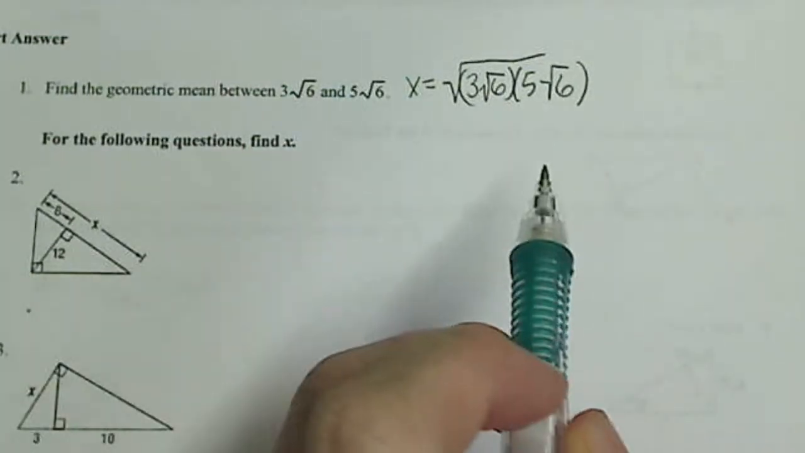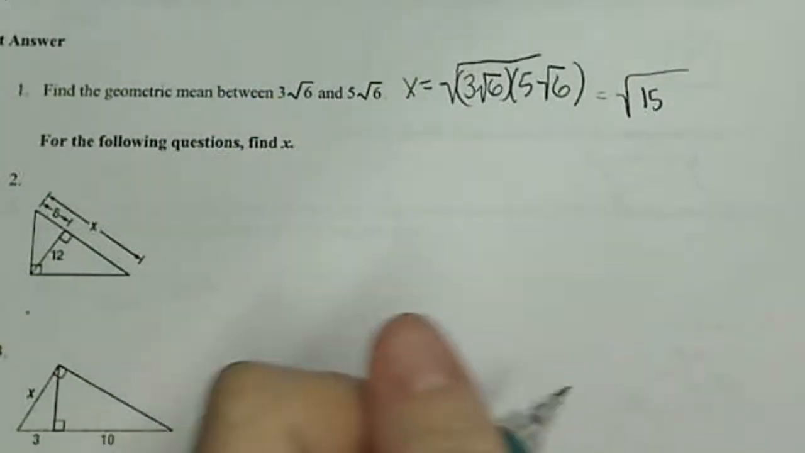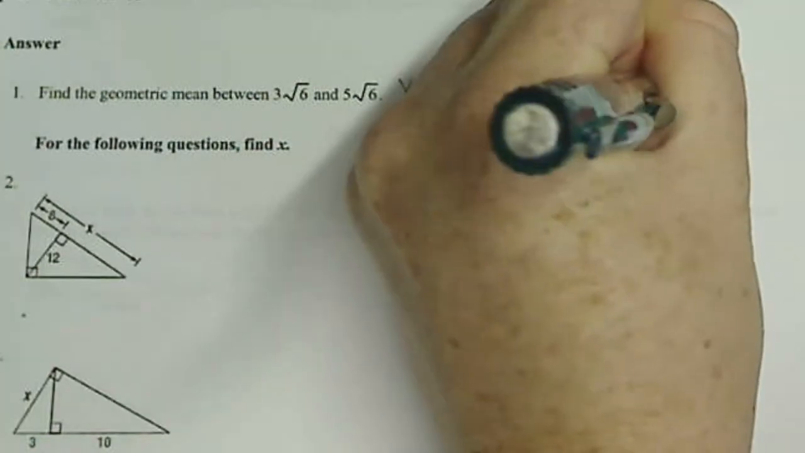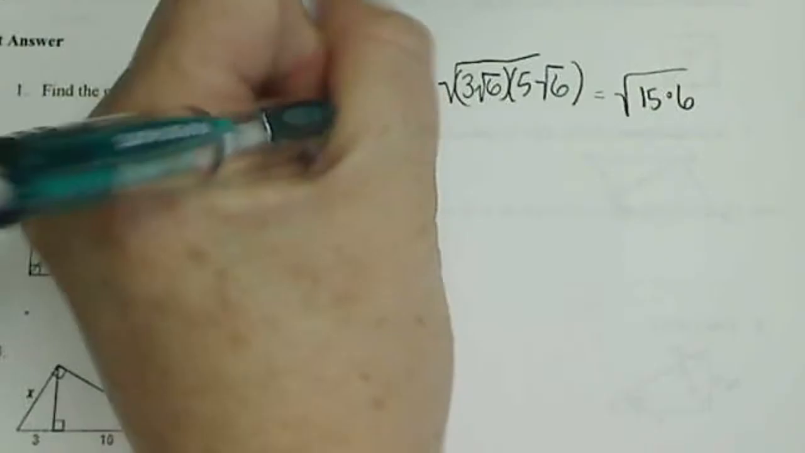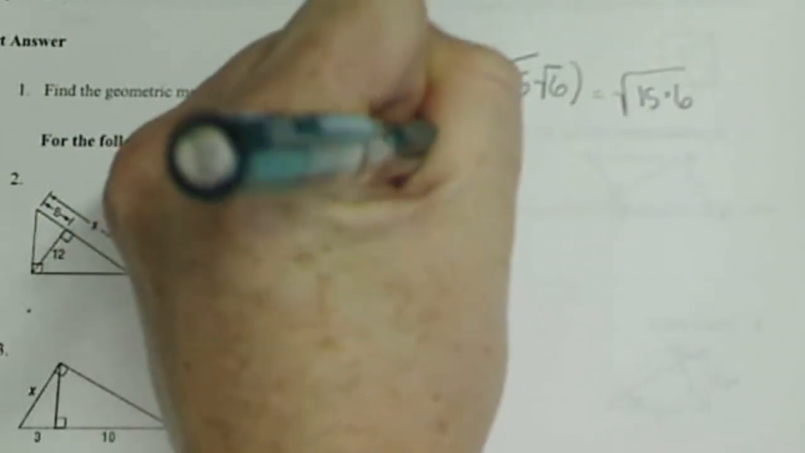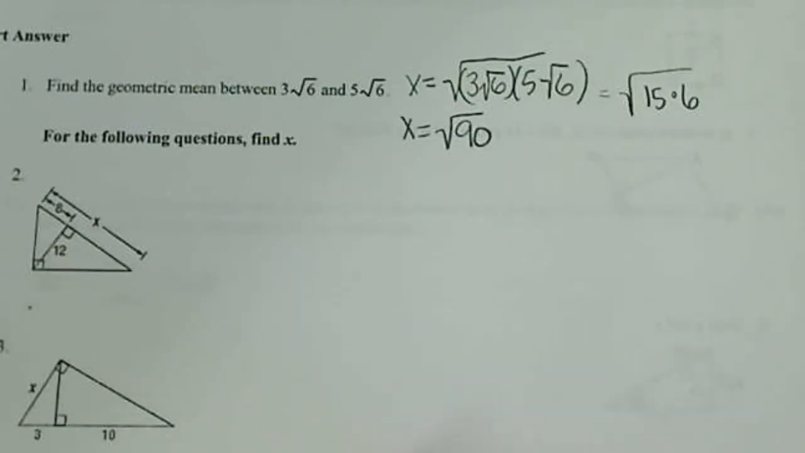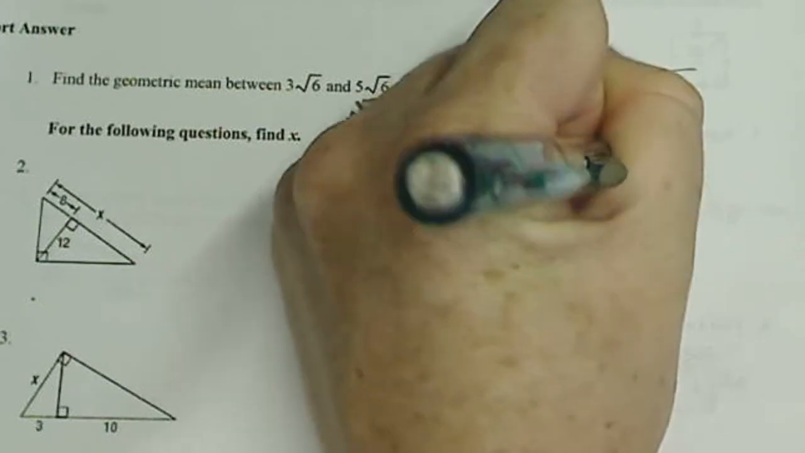So remember, when you're multiplying radicals, 3 times 5 is 15, and 6 times 6 is 36, and that's under the square root. The square root of 36 is 6, so this becomes 15 times 6. Well, 15 times 6 is 90, so x equals the square root of 90, and we want to simplify that without making it a decimal. 90 is 9 times 10, so let's simplify this to 3 roots of 10.